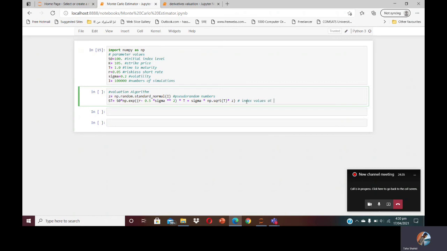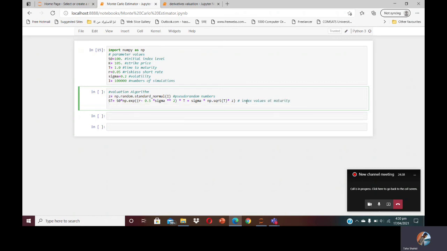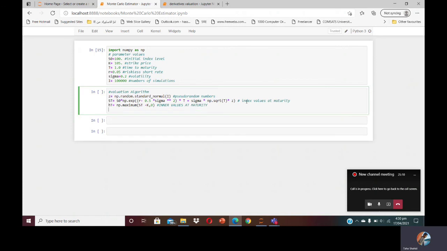Now we will set the inner values at maturity, hT is equal to np.maximum(ST minus K, 0). So this is our inner values at maturity. Okay, fine.